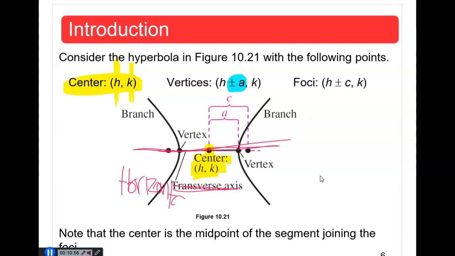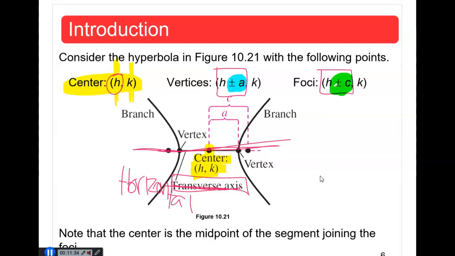Okay, I'll just continue. The horizontal transverse axis. So we consider this a horizontal hyperbola, so that is why the changes are being made to the horizontal coordinate of the center. That's why. If we had a vertical hyperbola, then we would be making the addition or subtraction to K instead. But right now we stick with H because it's a horizontal hyperbola, meaning it has a horizontal transverse axis. What else can we see here?